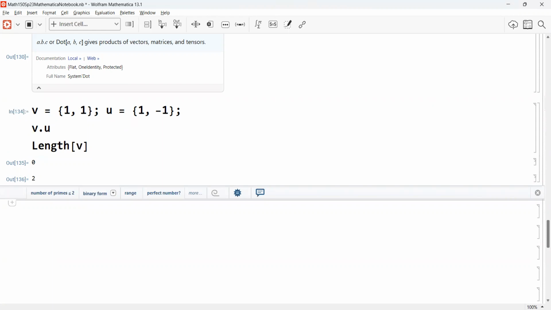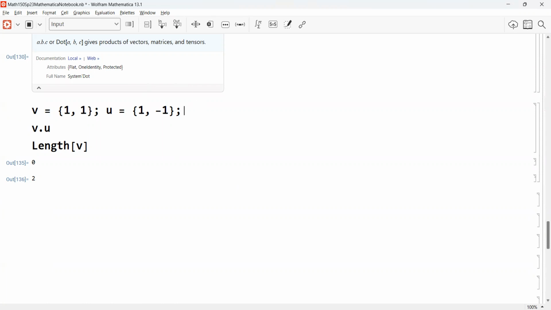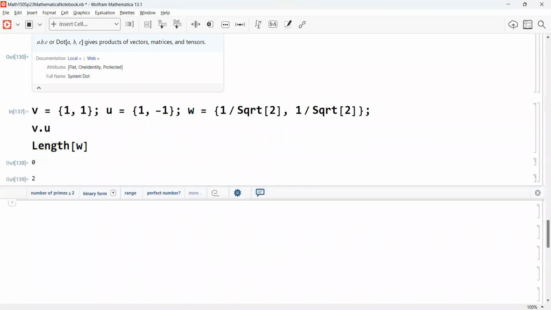So do you think that it's off by a square root? How could you test to see if it's off by a square root? What could we do? I'm sorry? Okay, so let's let w equal 1 over square root of 2, 1 over square root of 2. What should the length of that vector be? What would the length of w be? 1. The length of w is also equal to 2.